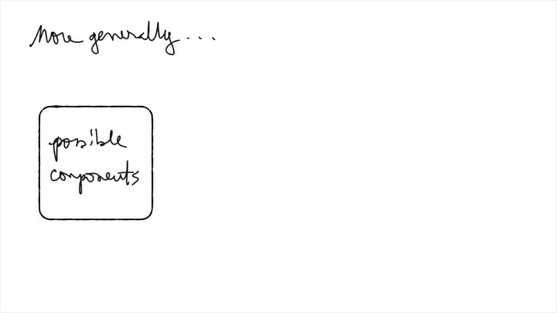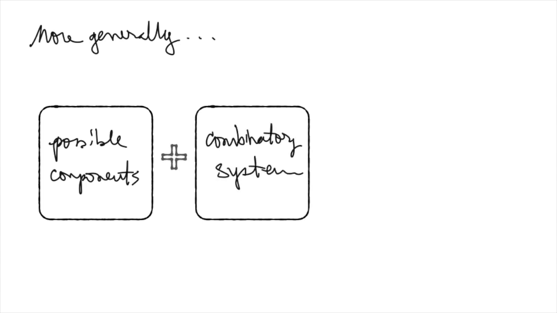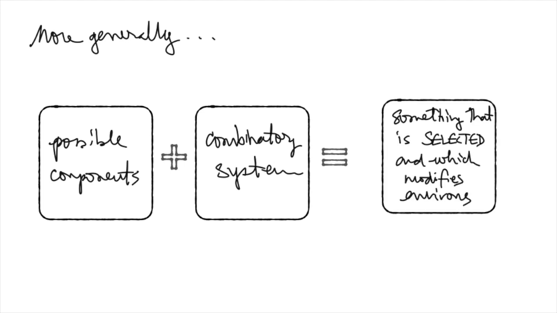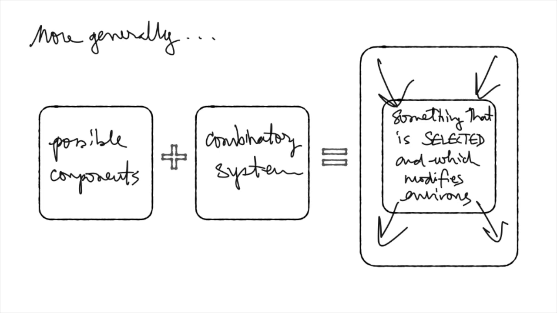We start with possible components that are linked through some sort of systemic process, a combinatory system, which produces something that is selected based on its characteristics, which are a result of that particular combination of components. This something is in an environment that both affects and is affected by the something, which produces selection pressures that result in population modifications in both the possible components and the combinatory system structures. Again, this is internalization 1 and 2.